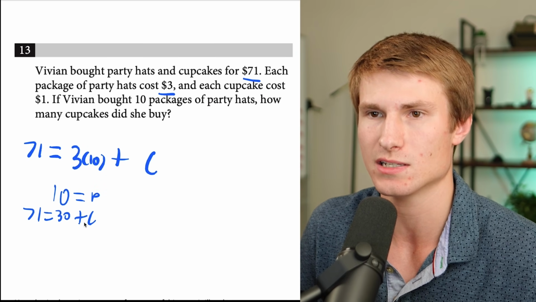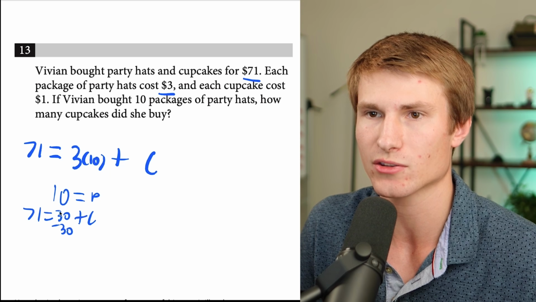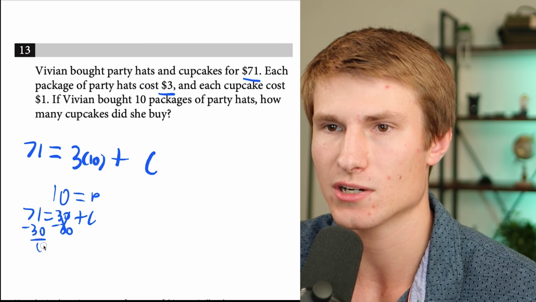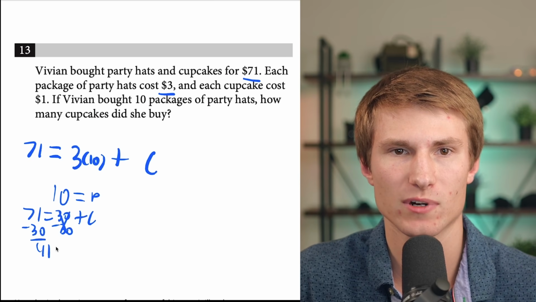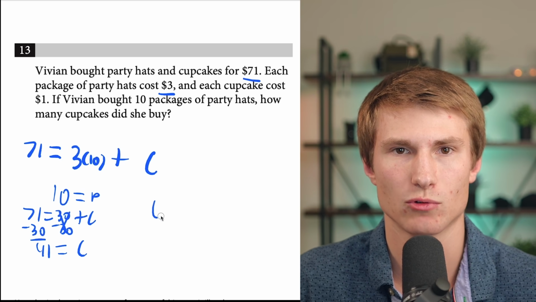Now we want to isolate C to solve for it. To do that, we're going to subtract 30 from each side. 71 minus 30 is going to leave us with 41. So now we have 41 is equal to C, and our answer will be 41.